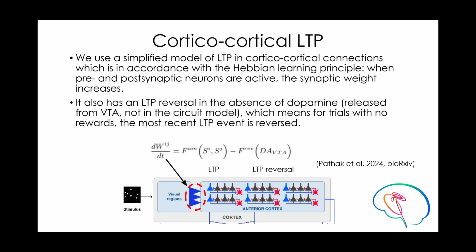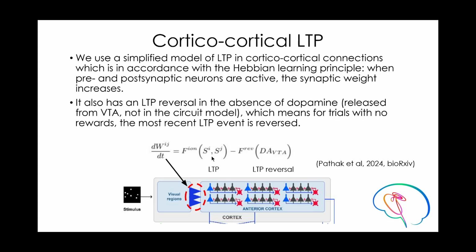So first, with the cortical LTP, this is a form of Hebbian learning, as you can see here with this term, the LTP, right? The S's here are the activities of the presynaptic and the postsynaptic neuron, and it also includes an extra reversal term, which essentially means that this term is actually dependent on dopamine released in VTA. So what is happening here is that during the trial, there is potentiation happening in the cortical synapses, but in anticipation for the result, for the reward.